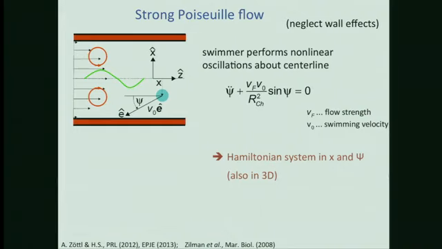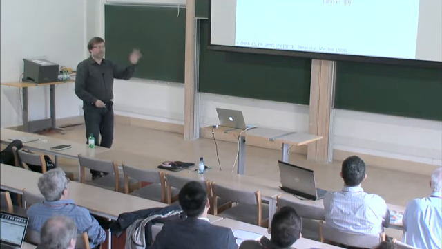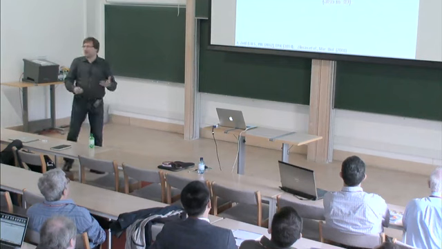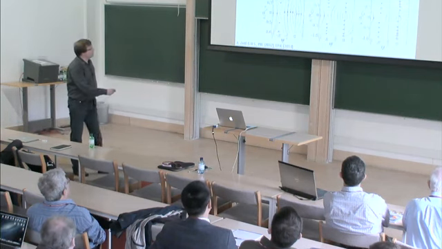And when you find out how the angle psi behaves, it follows this nonlinear pendulum equation. So this is the frequency squared with which the swimmer basically oscillates around the center line. So what we here have is basically a Hamiltonian system. You can also show that in 3D you can map this problem onto a Hamiltonian system and find also some conservation laws. You can also now plot phase portraits.